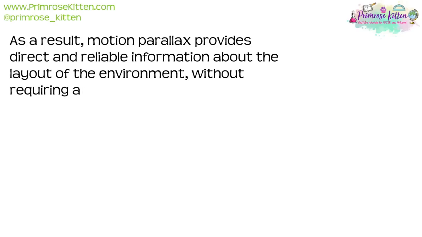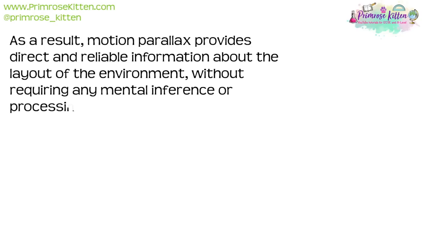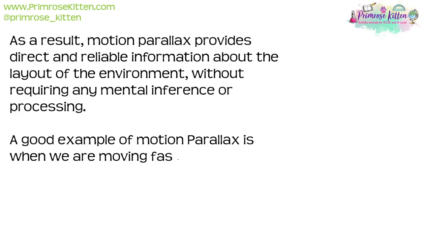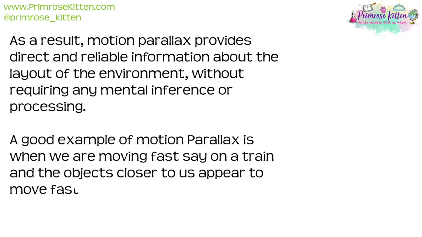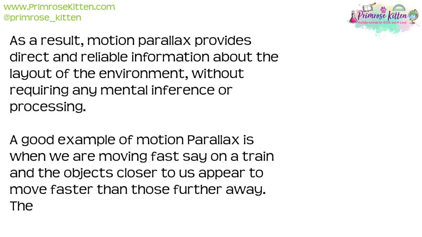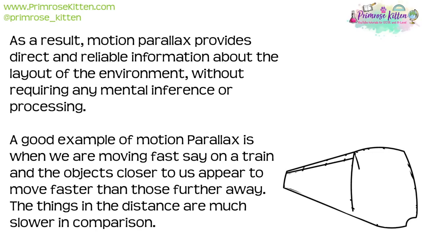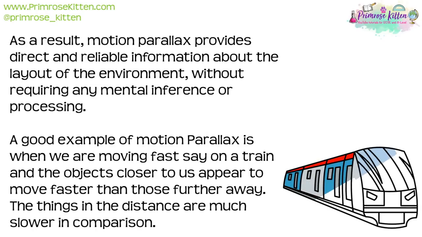As a result, motion parallax provides direct and reliable information about the layout of the environment without requiring any mental interference or processing. A good example of motion parallax is when we are moving fast, say on a train, and the objects closer to us appear to move faster than those further away. The things in the distance are much slower in comparison.